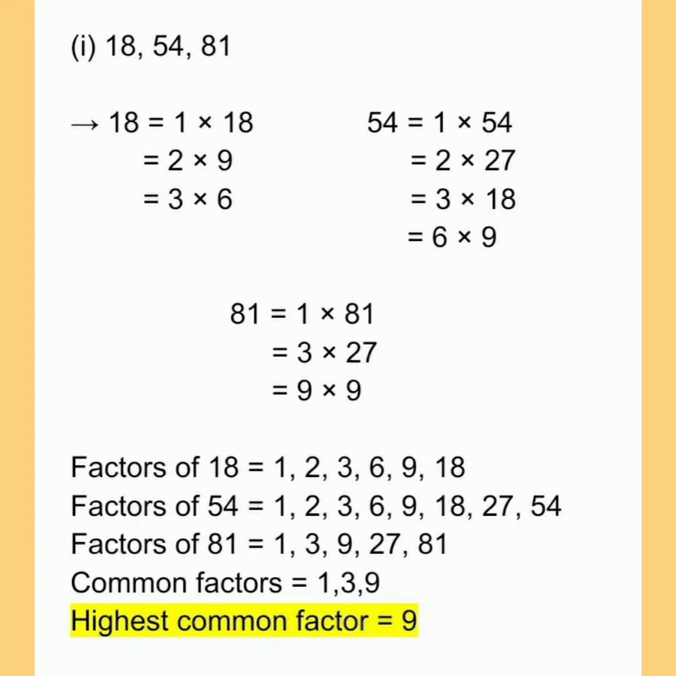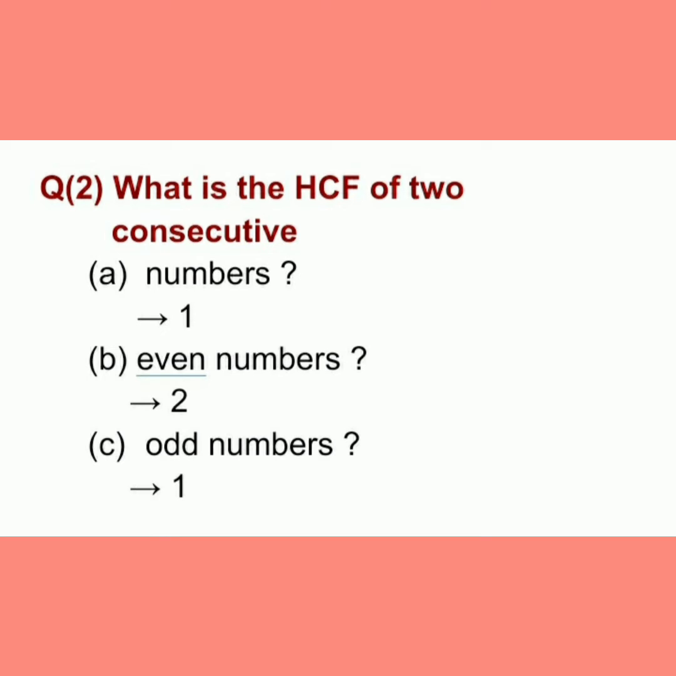Now, what is the HCF of two consecutive numbers? First one is consecutive numbers. What are consecutive numbers? They come one after the other. All of you know, no two consecutive numbers will come in one table, so they will have only one as the highest common factor.